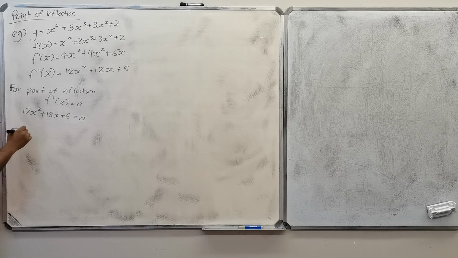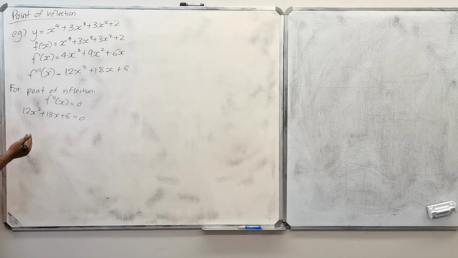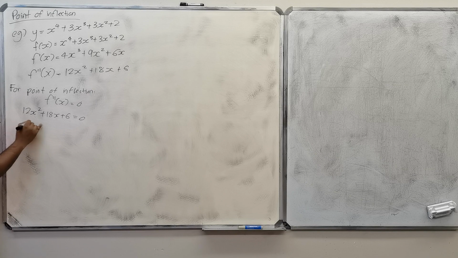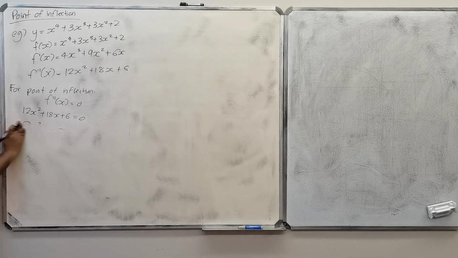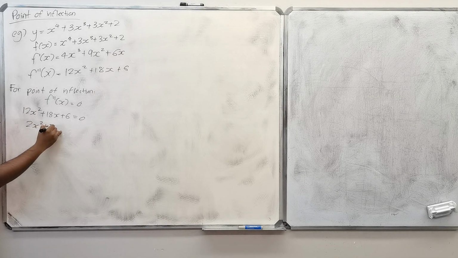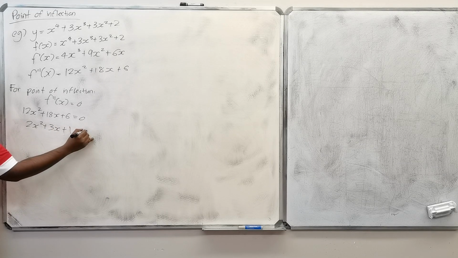Factorize to get the critical value. You can just divide everything by 6. Divide by 6, x squared equals 2x plus 3 plus 1.